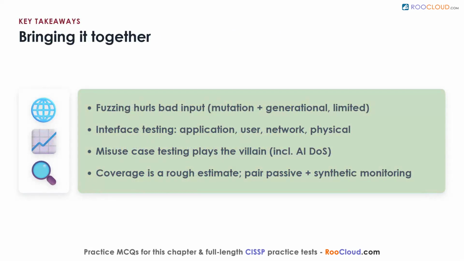So let's bring it together. Fuzz testing hurls bad input to trigger hidden flaws in mutation and generational styles, though its coverage is limited. Interface testing checks the seams across application, user, network, and physical interfaces. Misuse case testing plays the villain, including draining an AI model as a denial of service. Test coverage analysis estimates how much you covered imperfectly. And website monitoring pairs passive and synthetic views to watch a live site.